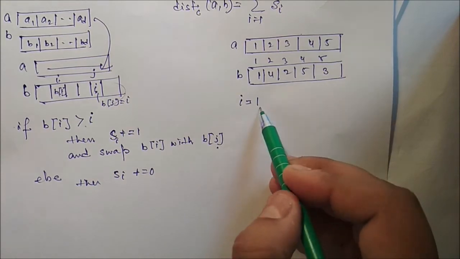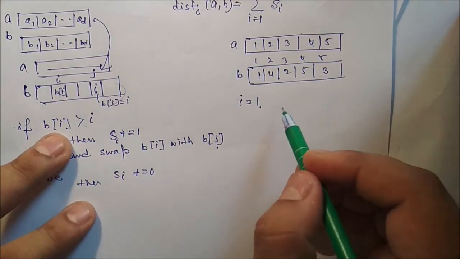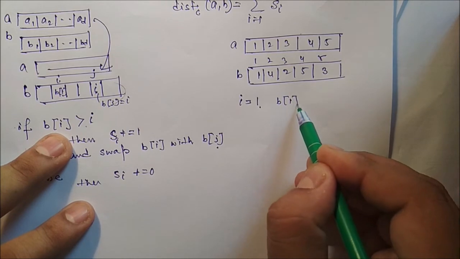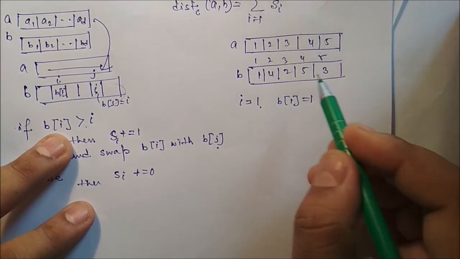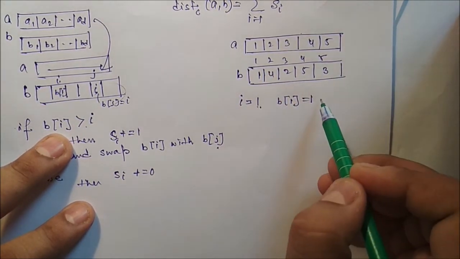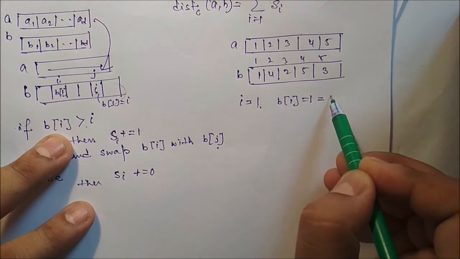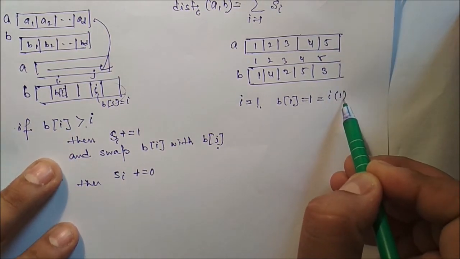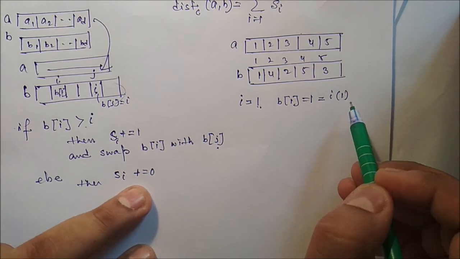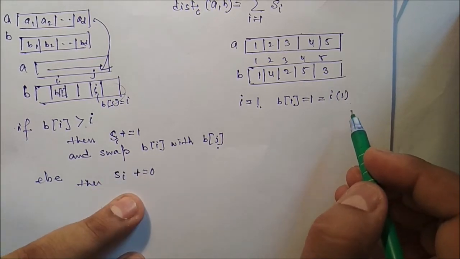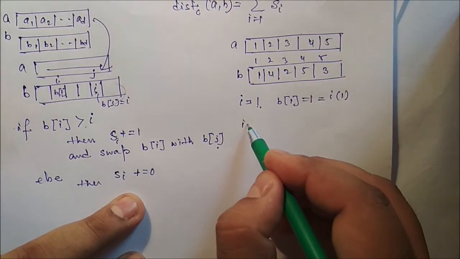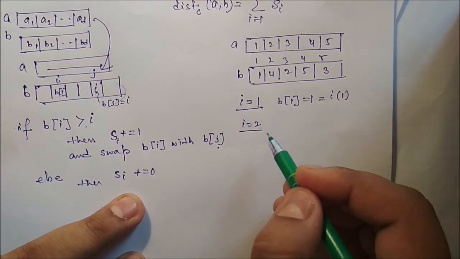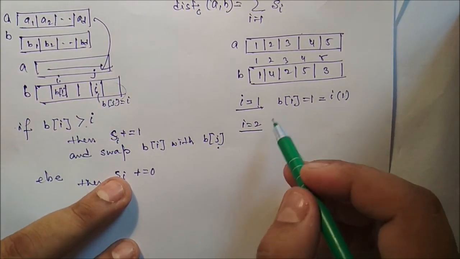Okay, so if i is 1, what is B1? B1 is 1, and what is the index? The index is 1, so it is also equal to i, which is 1. That means don't do anything, don't swap.